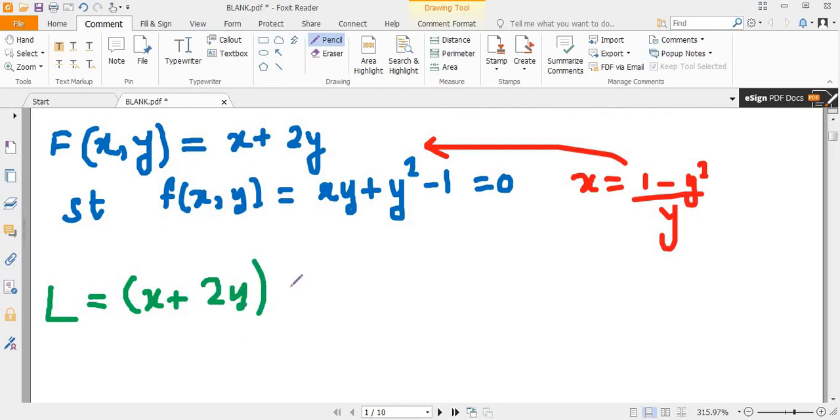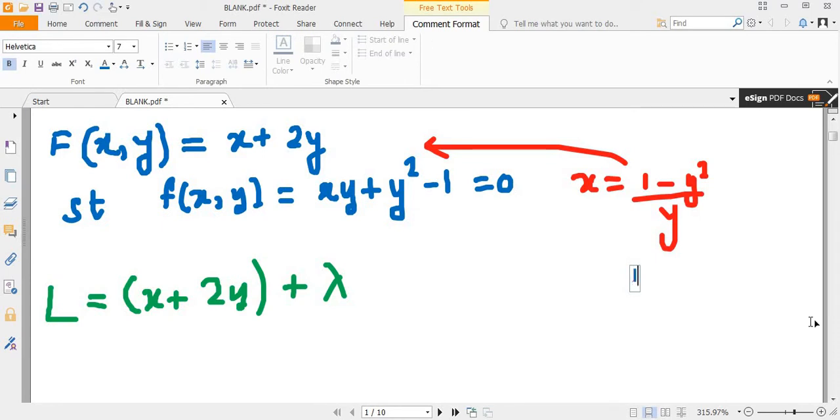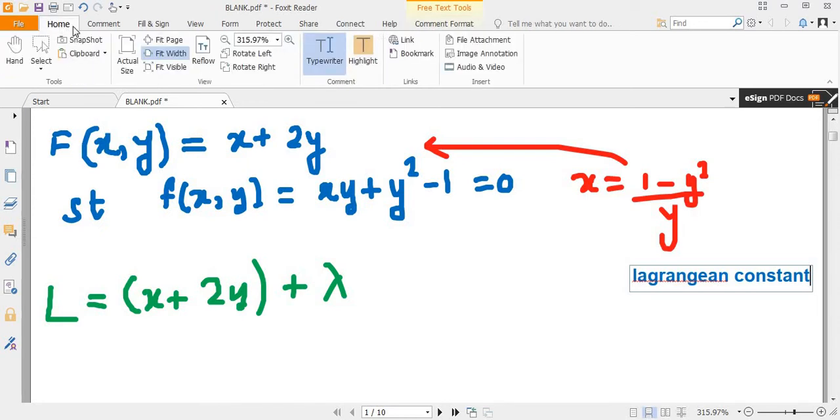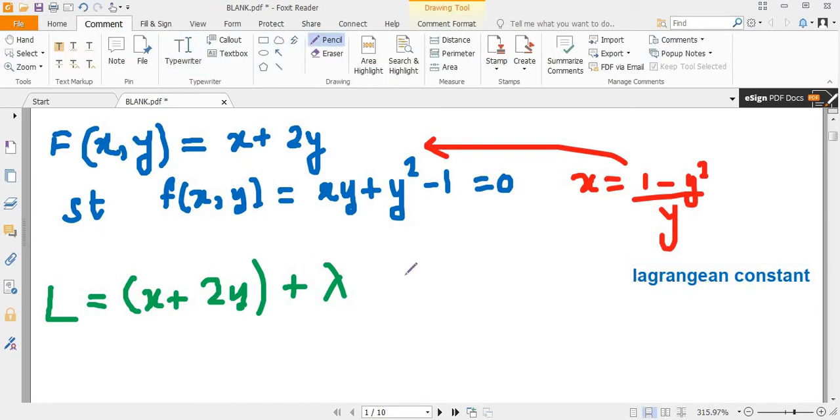Now what do we do? Now we introduce another new constant. This is not a variable, this is a constant, denoted by the term lambda. This lambda is called the Lagrangian constant. So let me just write that down. This is called the Lagrangian constant. Please note, this is not a variable, so we do not need to find the variable value of it. In certain cases you might need to find out the value of this constant, but it's not a variable, it's just a constant.